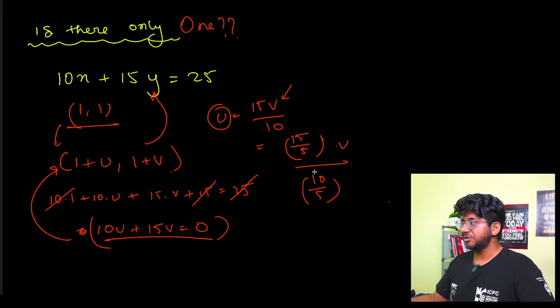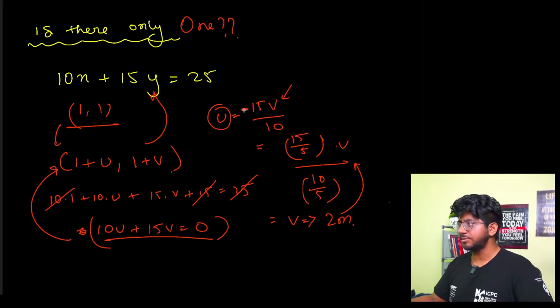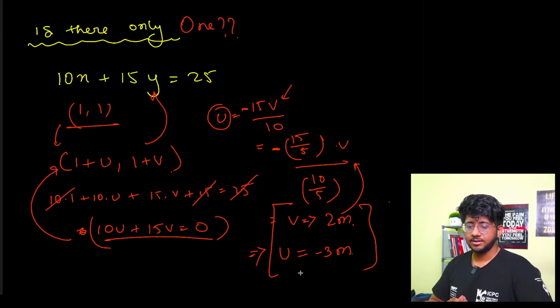Now, there is no common factor between these. So to get this as an integer, the denominator should get cancelled off properly, like v should be a multiple of 2. So v should be of the format 2m. Sorry, when we converted this, we moved this to the other side, so it should be a minus sign over here, correct? So you plug in 2m over here and then you get u equal to minus 3m, since the 2 gets cancelled off. That's the general version.